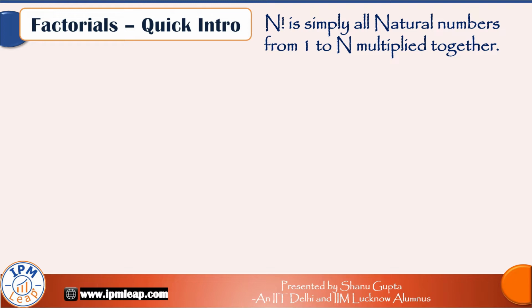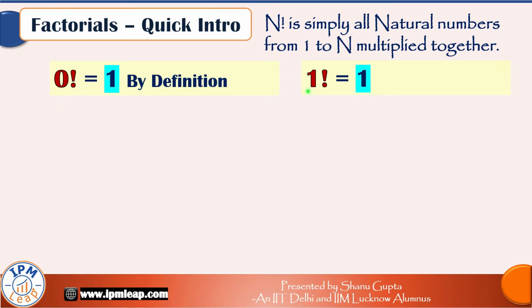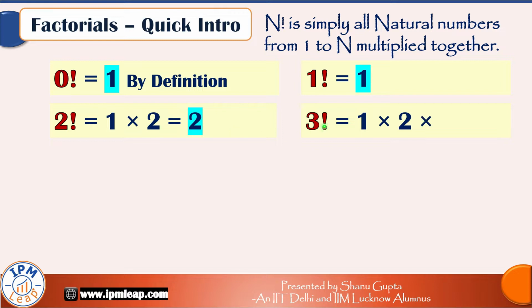For ease of calculations, we should know the values of some common factorials. So let me give you a quick intro. n factorial is simply all natural numbers from 1 to n multiplied together. 0 factorial is 1 by definition. 1 factorial is just 1 multiplied by itself, so it's 1. 2 factorial is 1 into 2, so it's equal to 2. 3 factorial is 1 into 2 into 3, which is equal to 6.